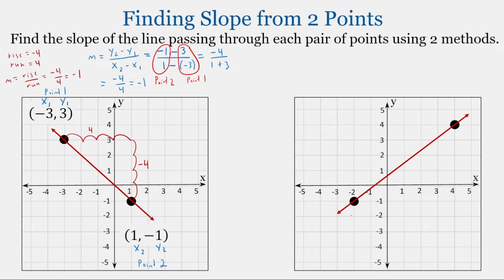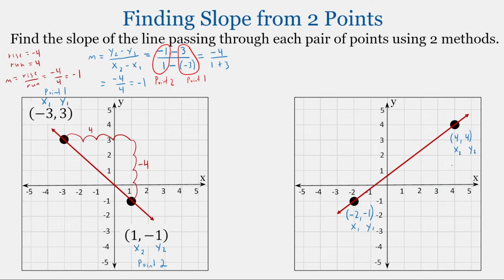Now for this next example, I didn't give you the points. We're going to have to find them from the graph. So we have negative 2, negative 1 for this first point. Now I will have this be the first point again. So this is x sub 1, and this is y sub 1. And then the second point is 4, 4. So this is x sub 2, and this is y sub 2.